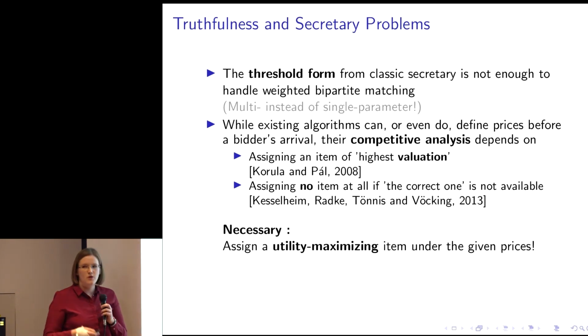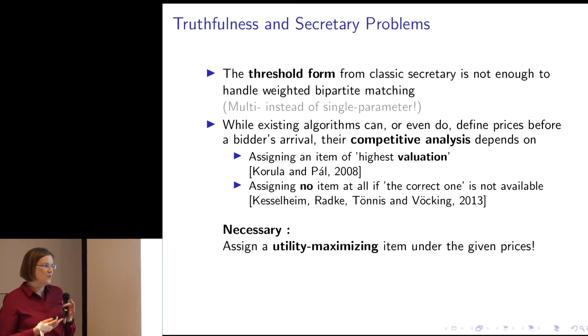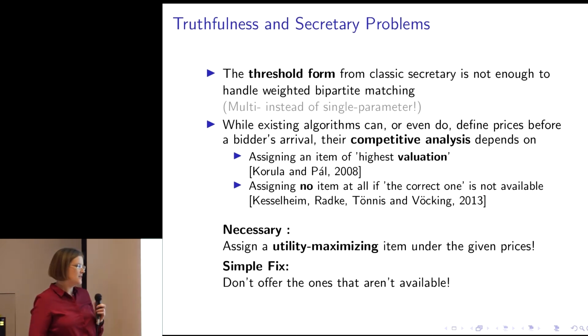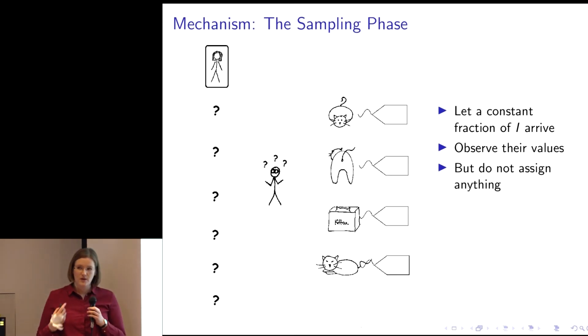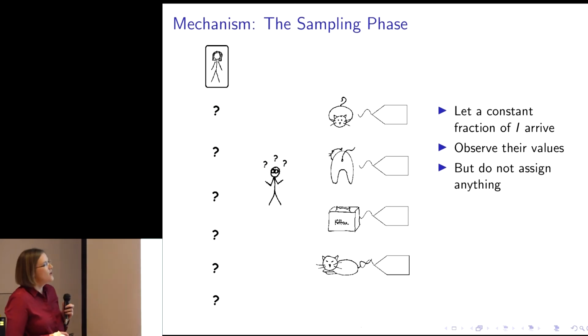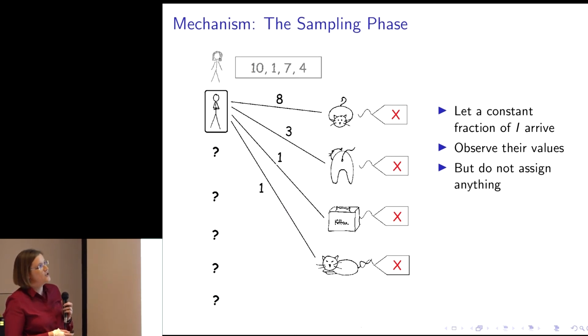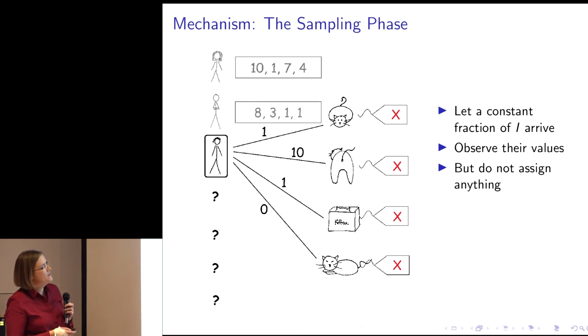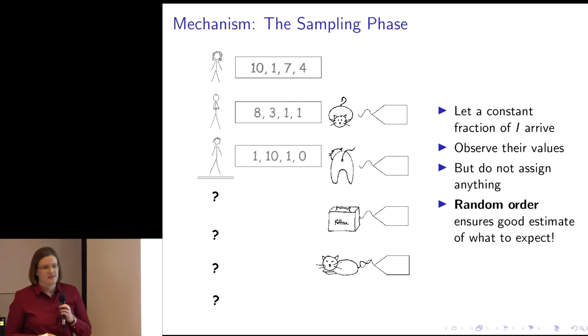What we need to do is, of course, give them what they want, in the sense that if I say the truth, the algorithm does what I want it to, so I don't have to deviate. The simple fix is to not offer people things that are not there. And we're going to do just that. Let's do a different version of the algorithm from before that does that. So we have, again, a sampling phase where Simon says, okay, you just come, you just tell me what you bid. I don't tell you any prices, I just observe. So this is what happens. And again, the random order should make this a reasonably good estimate.